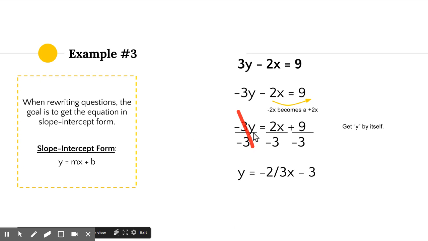So when we reduce that, this now became y by itself. Okay, this is now negative 2 over 3x. And 9 divided by negative 3 gave us negative 3. And that was it. I think that's probably the most complicated one, and we'll spend some time reviewing it a little bit more in class too.